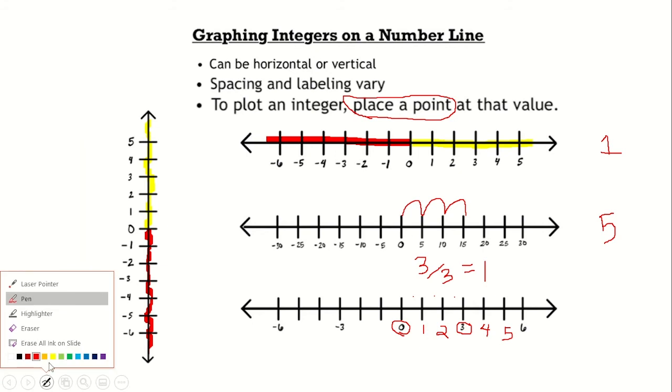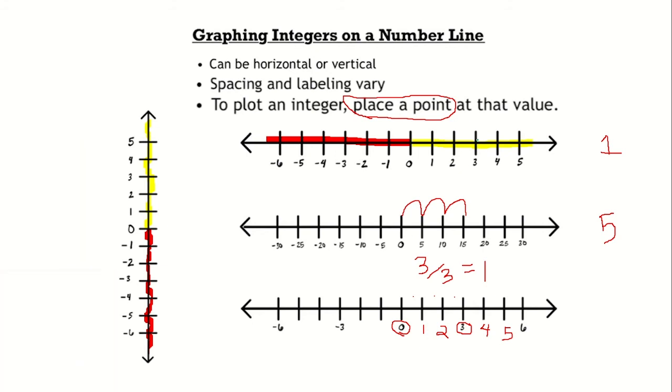So let's say we will be using the color green here. And let's try to plot or graph 3. That means I have to put a point here on 3 as an indicator that this is the location of the 3. Or if you're asked to locate 30 here in our second number line, 30 is here. So put a dot on the number line.